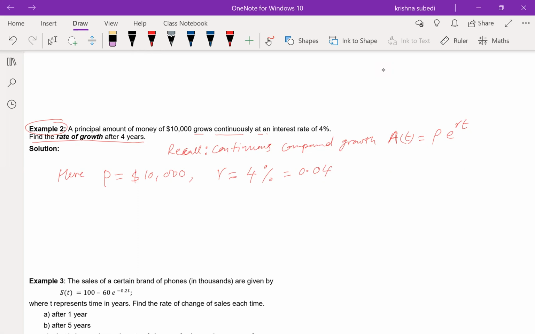Now, let me write this down. Changing this statement into a mathematical equation, our equation will be A of t equals P, substitute the value of P, which is 10,000, times e^(rt). r is a constant, t is a variable. t is time in years. So rt is 0.04t. So that's our mathematical model for that situation.